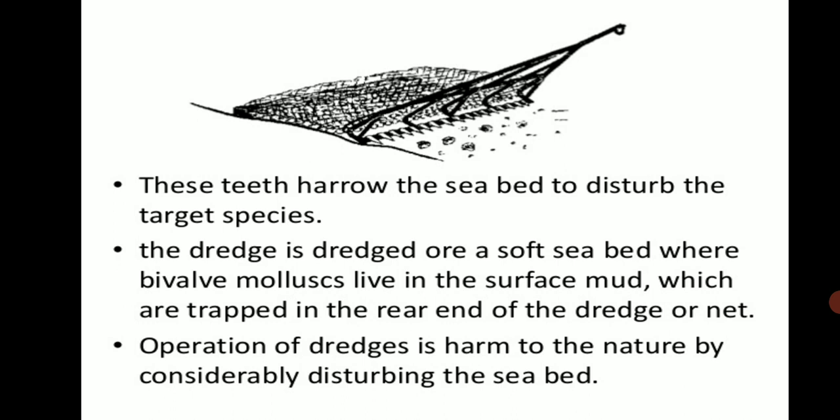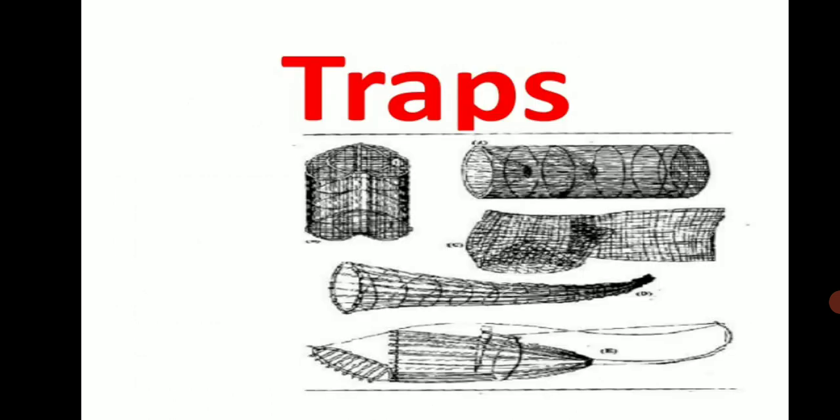The dredge is dragged over a soft seabed where bivalve mollusks live in the surface mud, and they are trapped in the rear end of the dredge or net. Dredge operation is harmful to nature by considerably disturbing the seabed. These are the traps.